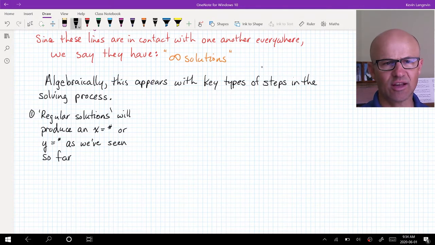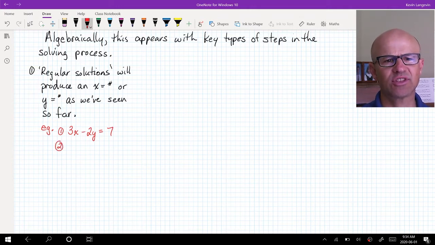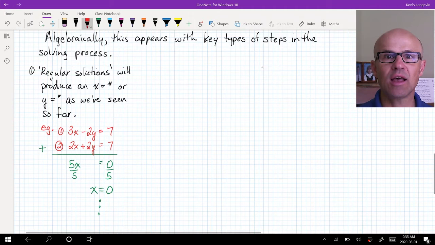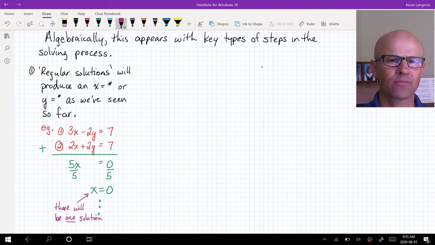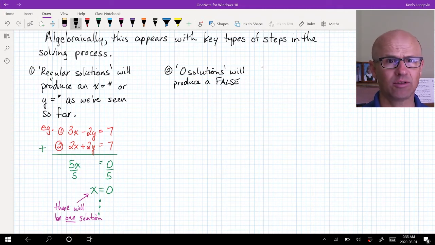So my first example, suppose my two equations are 3x minus 2y equals 7, and 2x plus 2y is equal to 7 as well. If I was to go about solving, I added them, I'd get x equals 0. That's a number. I know right away I'm going to have just one intersection, one solution. My parallel lines will be produced by a false statement, something which is impossible.